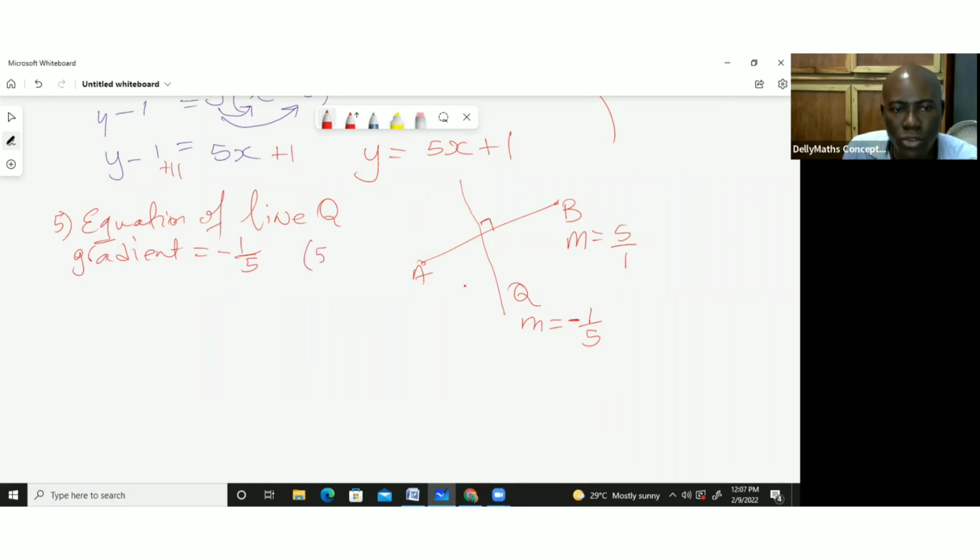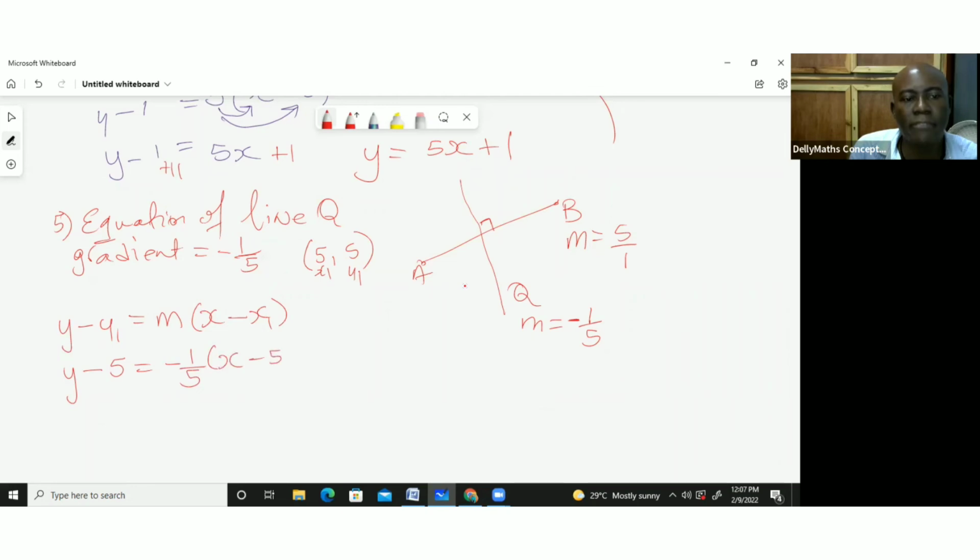The point it passes through was (5, 5). So we could label this x1, y1 for this context. Still, we can use the point slope form: y minus y1 is equal to m, open bracket, x minus x1. We're going to substitute now. y minus y1, which is 5, is equal to m, which is -1/5, open bracket, x minus x1, which is still 5. Now, as you can see, we want to distribute this -1/5 inside here.